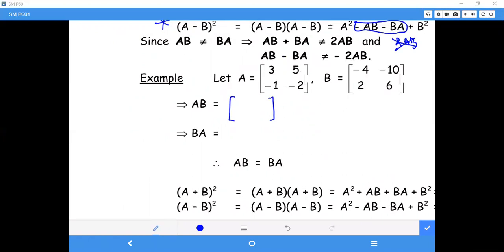First row, first column, 3 times -4 is -12. 5 times 2 is 10. -12 plus 10 is -2.